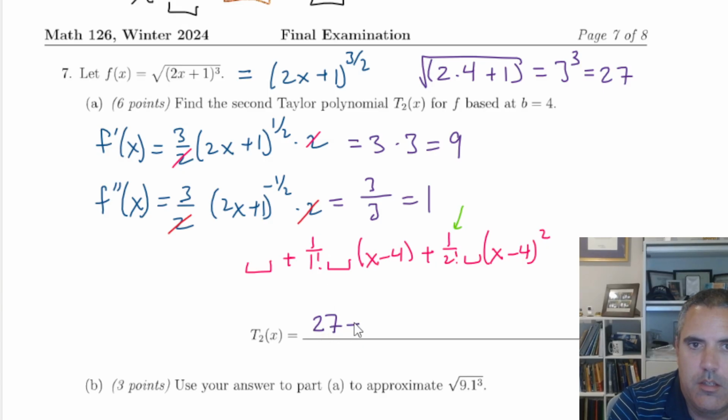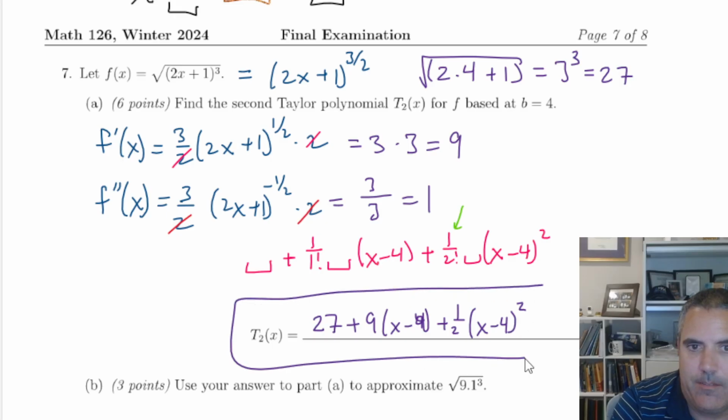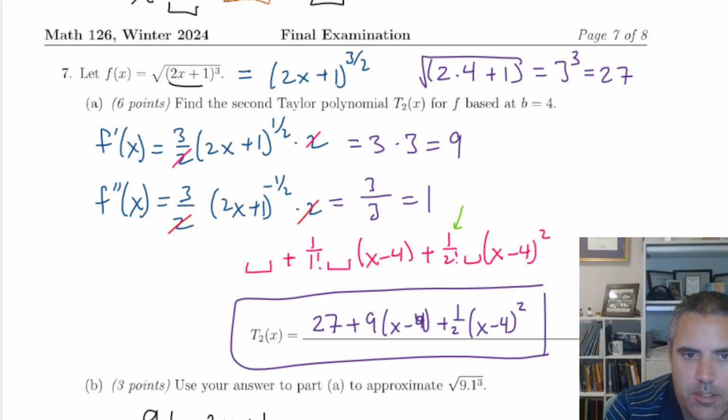So 27 plus 9 times (x minus 4) plus 1 over 2 factorial, or 1/2, times 1, times (x minus 4) squared. That's it. Then the question says to use this to approximate what the value would be when this in here is 9.1. That's kind of a goofy question. You would have to figure out, when is this in here 9.1? What's the x we're plugging in? And I think what you get, so subtracting 1, you get x has to be 4.05. And then it's asking you to plug in 4.05 here.